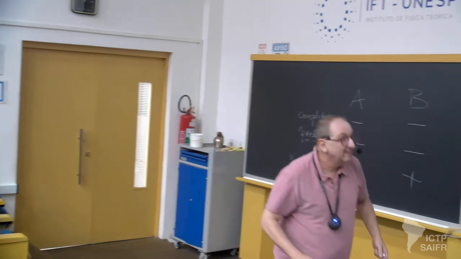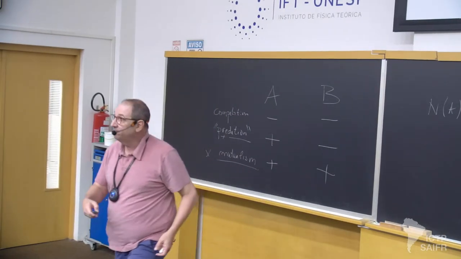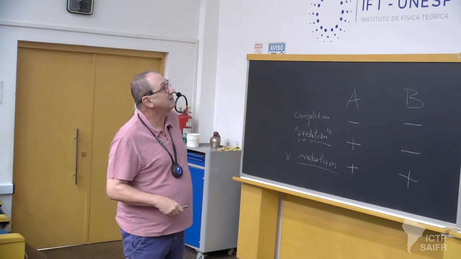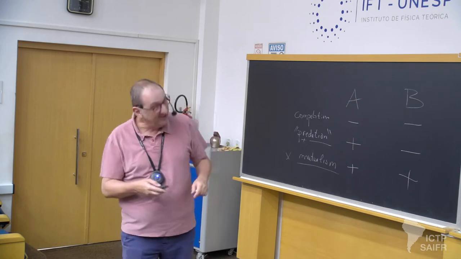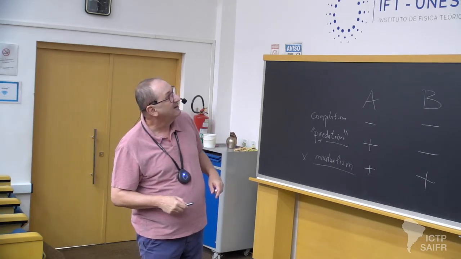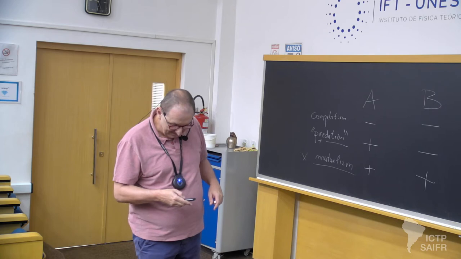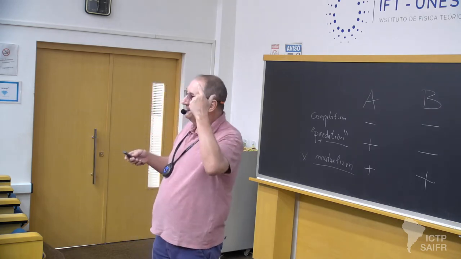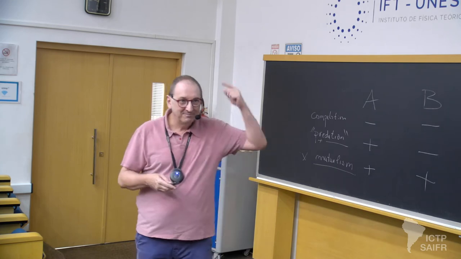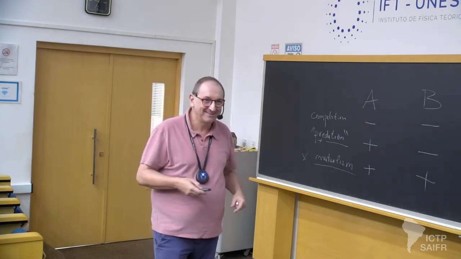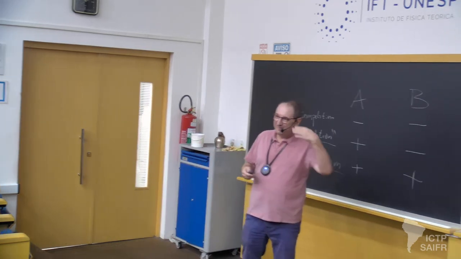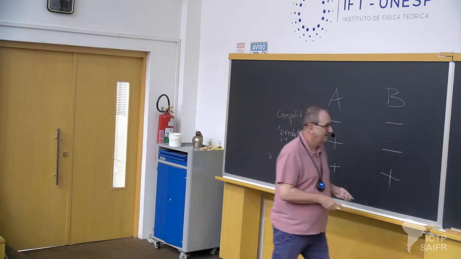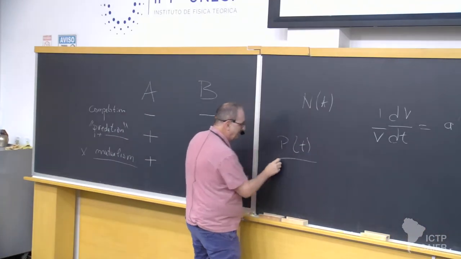P is N. P equals N. P is the predators. I changed this. Everything is with P. Okay, P is the predators. It's the N. Forget it. I made the same mistake last year. So, P is the number of predators, okay?